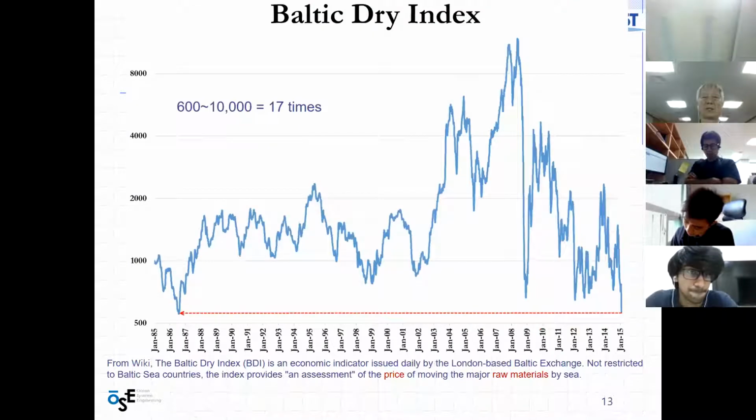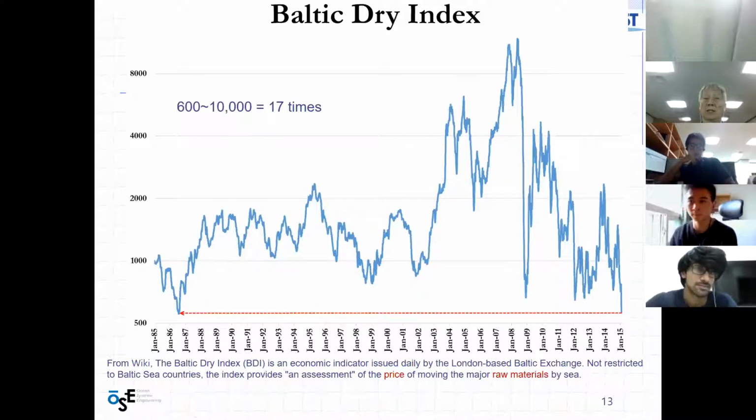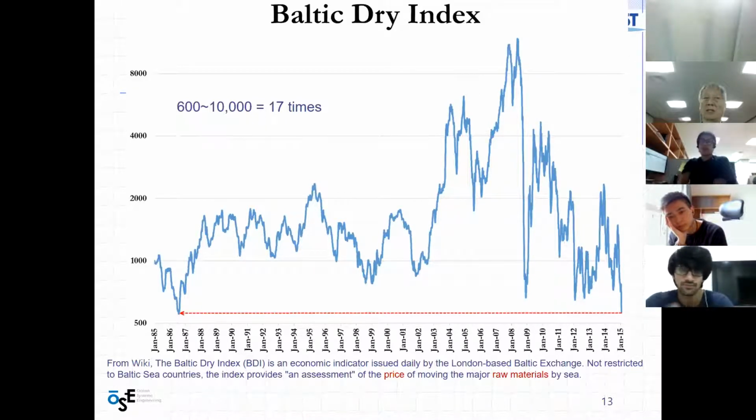Right. Now, this is the Baltic Dry Index. Baltic Sea, I guess, is northwest Europe somewhere. The sea name is Baltic. And there is a dry cargo, dry bulk carrier, index similar to a stock market index.